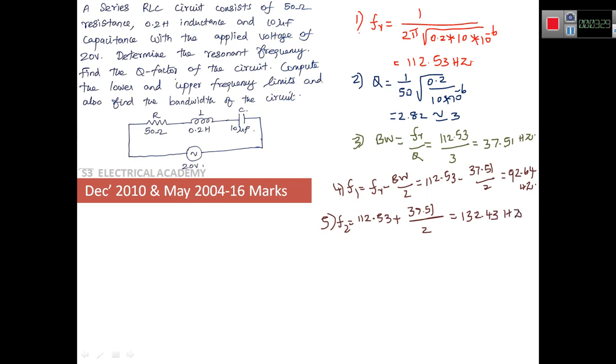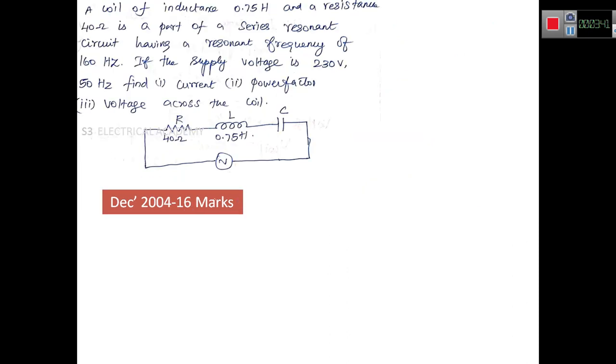So in this question, first we have to determine the resonant frequency, second the quality factor, third the lower cutoff frequency, fourth the upper cutoff frequency, fifth the bandwidth. So everything we determined. So next question, December 2004, 16 mark question.